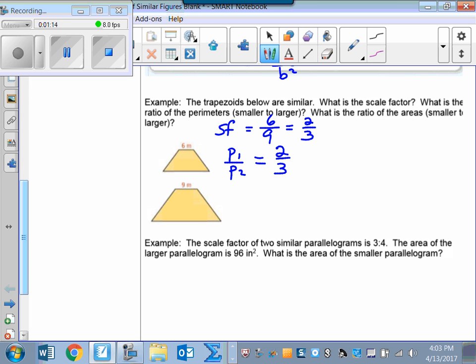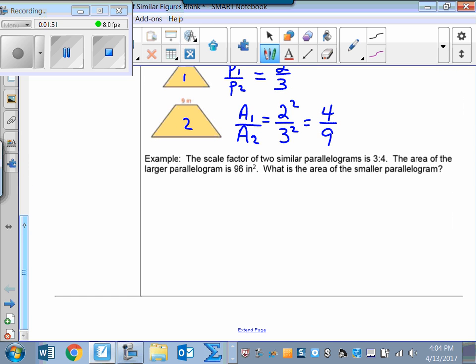All right, what is the ratio of the areas? Well, I know the ratio of the areas, and this is figure 1 and this is figure 2. So the ratio of the areas is the side length that I used up here squared divided by the side length in the second one squared. So it's going to be 2 squared over 3 squared, which is 4 to 9. So there's the ratio of the areas. Remember, the scale factor and the ratio of perimeters is the same. The ratio of the areas will be the side lengths squared, one over the other.